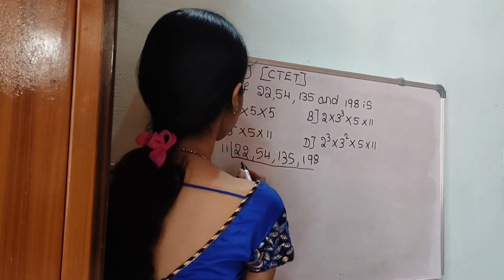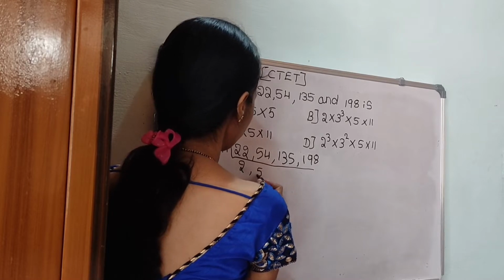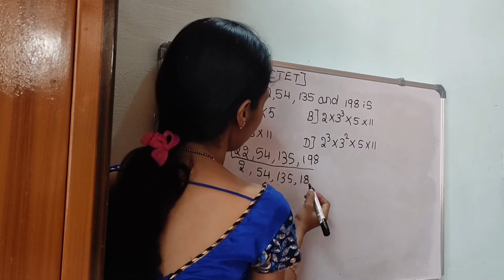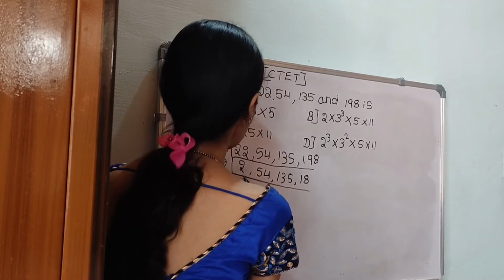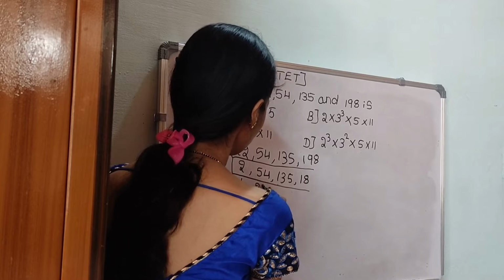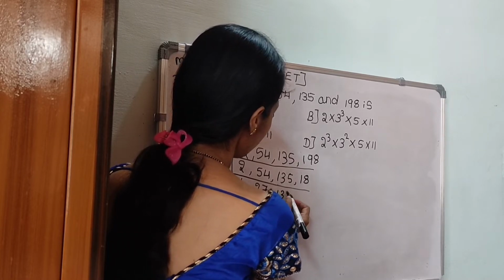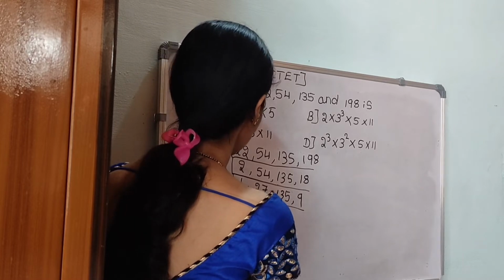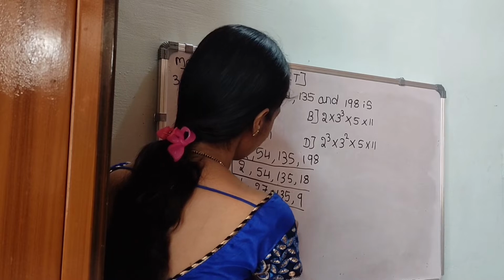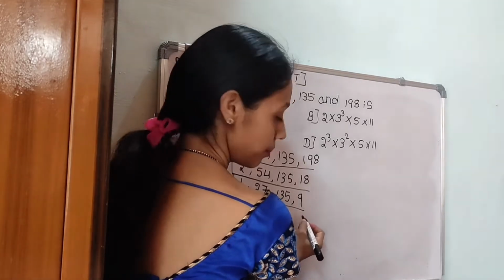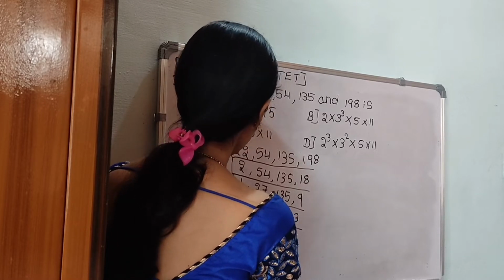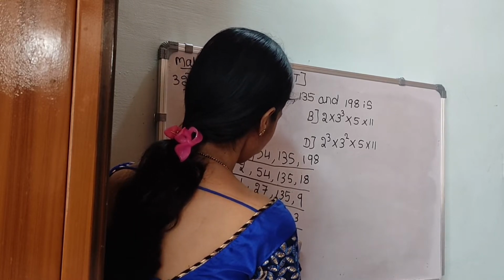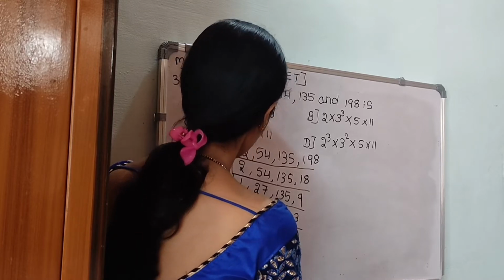First we consider 11. 11 twos are 22, 54 as it is, 135 also as it is, 11 ones are 11, 11 eights are 88. Next we consider 2. 2 ones are 2, 2 twos are 4, 2 sevens are 14, 135 as it is, 2 nines are 18. Next we consider 3. 3 nines are 27, 3 fours are 12, 3 fives are 15, 3 threes are 9. Next also consider 3. 3 threes are 9, 3 ones are 3, 3 fives are 15, and 3 ones are 3.